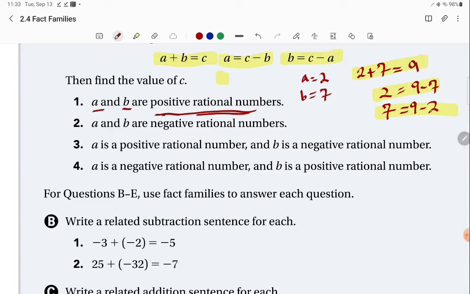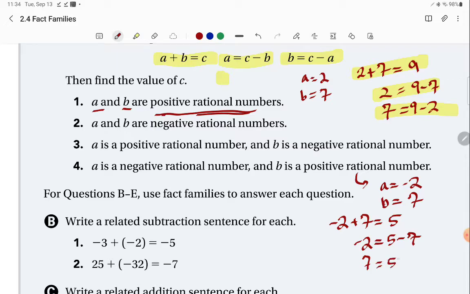A is a positive number, B is a negative, and then 4, A is a negative and B is a positive. So the only thing you have to be careful, like if we look here, so if A is a negative, so let's say -2, and B is a positive, right? So then your fact families, your first one would be -2 + 7 is equal to 5. Your second one would be -2 is equal to 5 - 7. And your last one would be 7 is equal to 5 - -2.